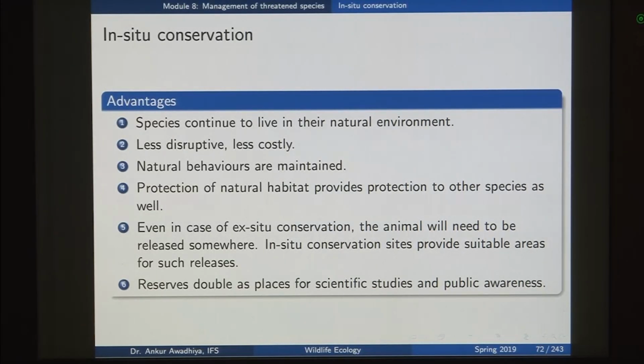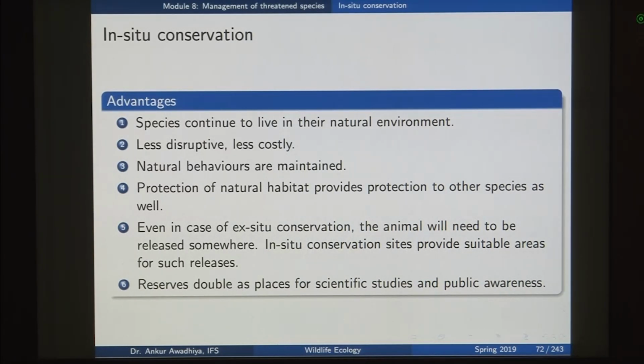Species continue to live in their natural environment. A zoo is an artificial environment, whereas a tiger reserve is a natural environment. It is less disruptive and less costly. So, you are not required to take the animal away. If you are taking a tiger out of a forest area to keep it in a zoo, you need to engage a number of people. This tiger will have to be immobilized and then put into a cage and then transported to another location, and then once it has been moved into a zoo, it will have to be fed, and all these feeding arrangements will also require quite a lot of cost.